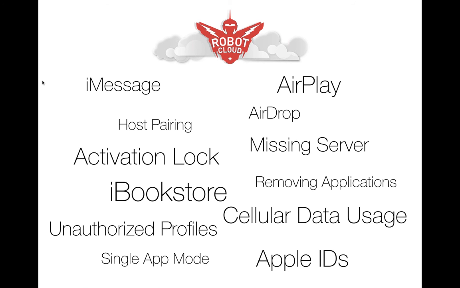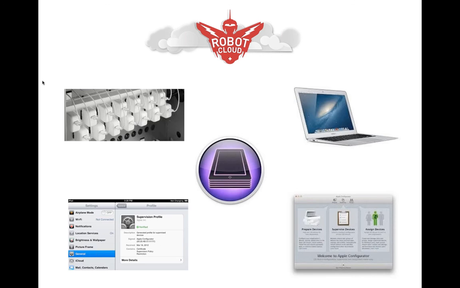So now we know how important Supervision is. The next question is, how do you do it? Traditionally, we've used Apple Configurator. Apple Configurator has been around for a while. It's available on the Mac App Store for free. You use a USB cable, and you do this in bulk with a cart or USB hub.